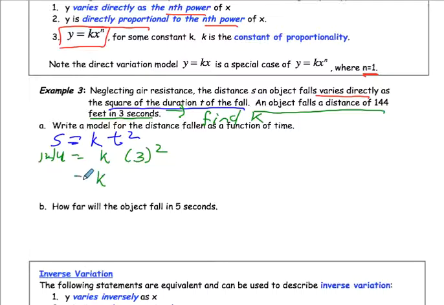So K is equal to 144 divided by 9, and 144, let's see, this can be simplified, right? Because this is 12 times 12, so this is just 16. So K is equal to 16. How far will the object fall in 5 seconds? This is asking us to use the model.